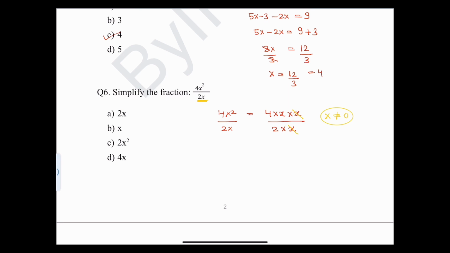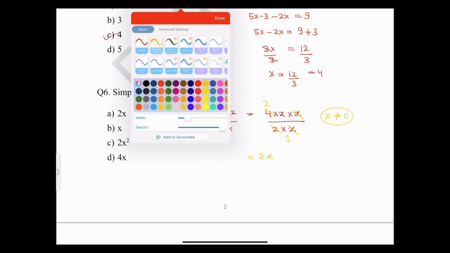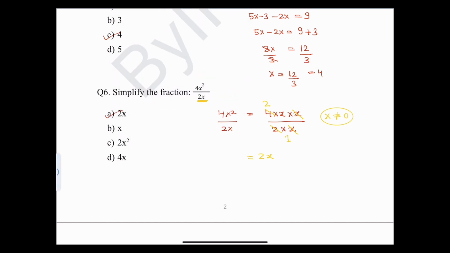Now what we are left with is 4 multiplied with x divided by 2. Now 2 and 4 can cancel each other out because 2 divides 4. 2 multiplied with 2 is 4. So we are left with 2 multiplied with x in the numerator, and we are left with 1 in the denominator because it's 1 multiplied with 1, which is 1. So our final answer is going to be 2 multiplied with x, 2x. Hence our answer is option A.